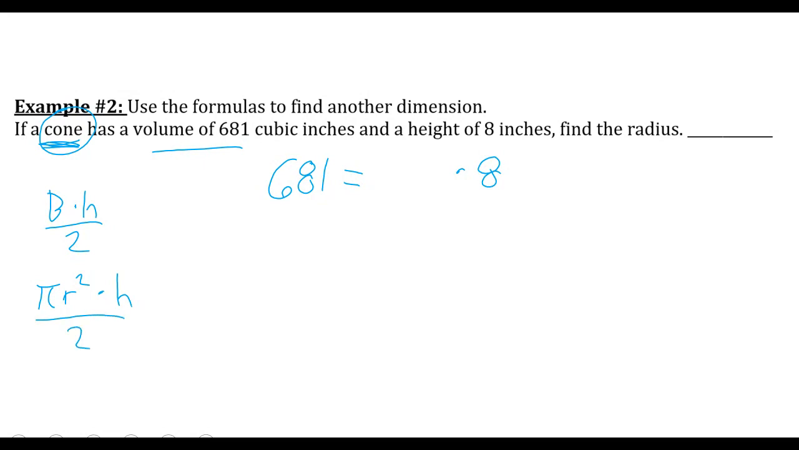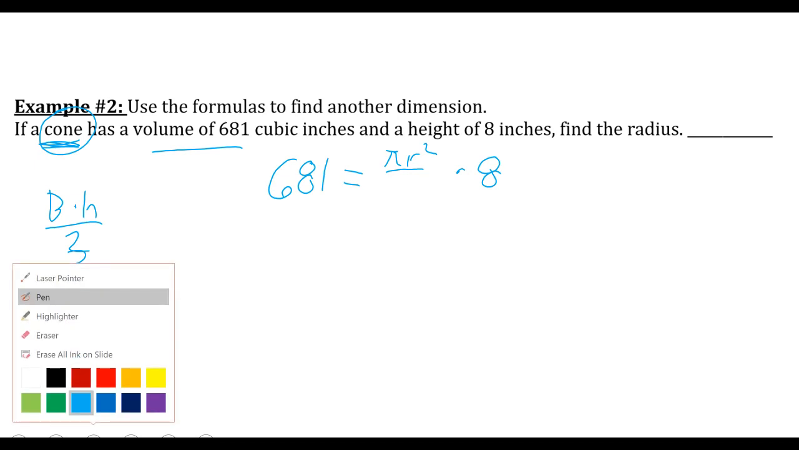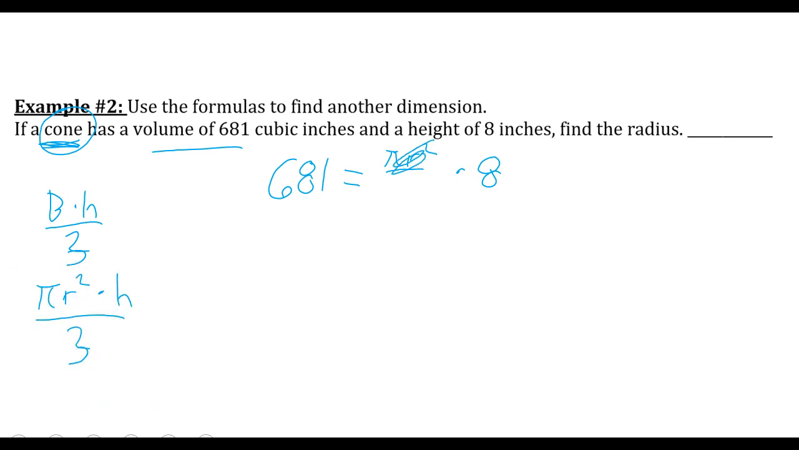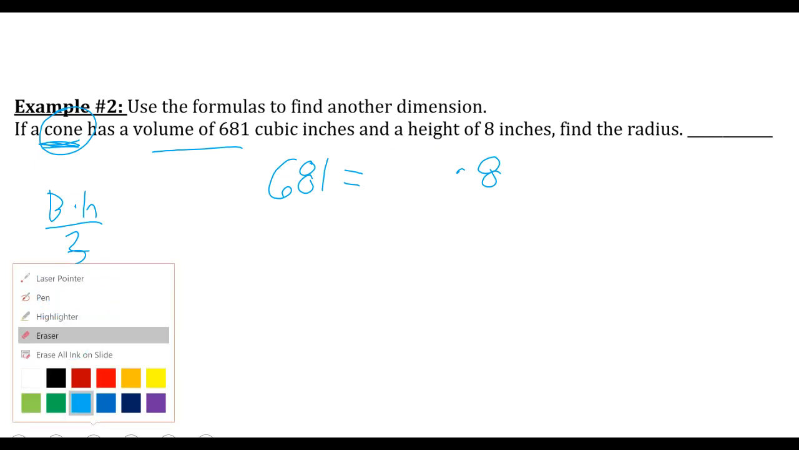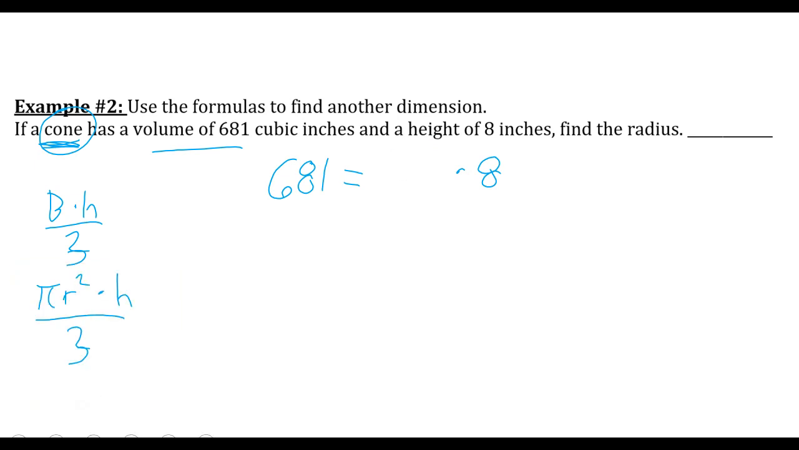So I'm going to put pi r squared divided by, why did I say divided by 2? Divided by 3. Yikes. I thought something was a little fishy there. Try that again. It'll be pi r squared times 8, which is the height, divided by 3. And that's going to get us our volume, which is 681.